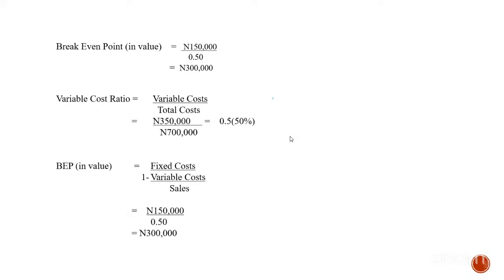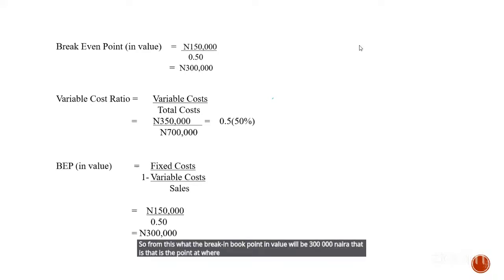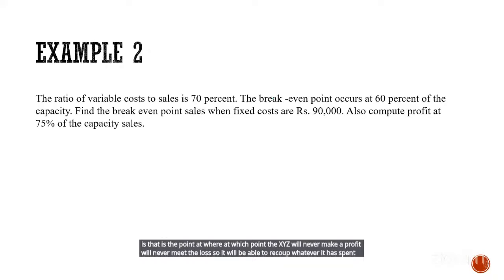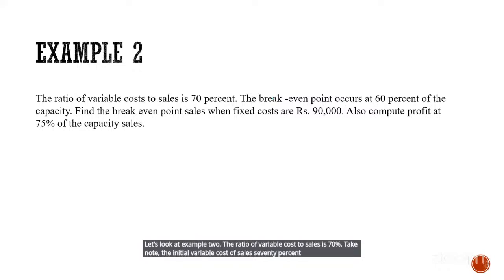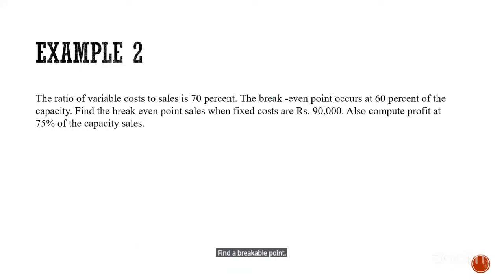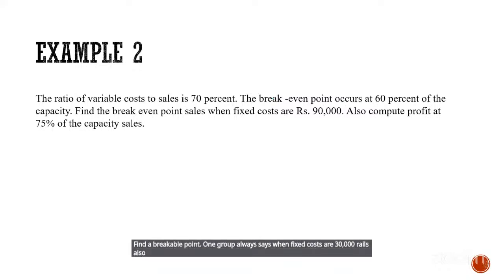So from this, the break-even point in value will be 300,000 naira. That is the point at which XYZ will never make a profit and never make a loss, so it will be able to recoup whatever it has spent. Let's look at example 2. The ratio of variable cost to sales is 70%. The break-even point occurs at 60% of the capacity. Find the break-even point sales when fixed costs are 30,000. Also compute profit at 35% of the capacity sales.